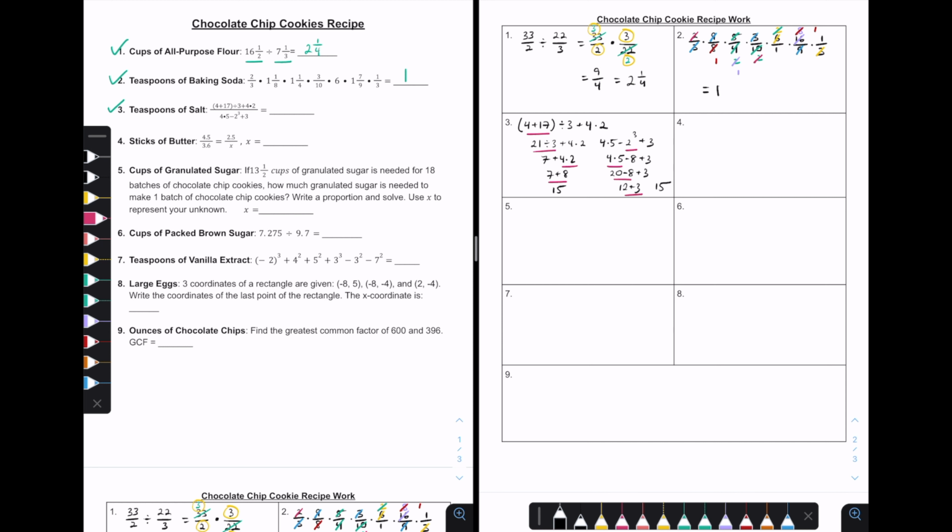So remember this, we had two numbers here. We had the top and the bottom. So what is 15 divided by 15, or 15 over 15? That's equal to 1. So we need 1 teaspoon of salt.